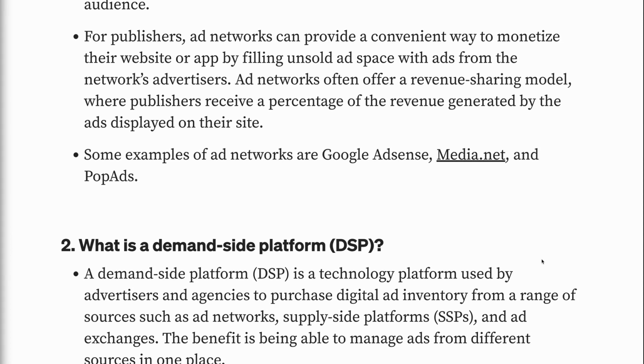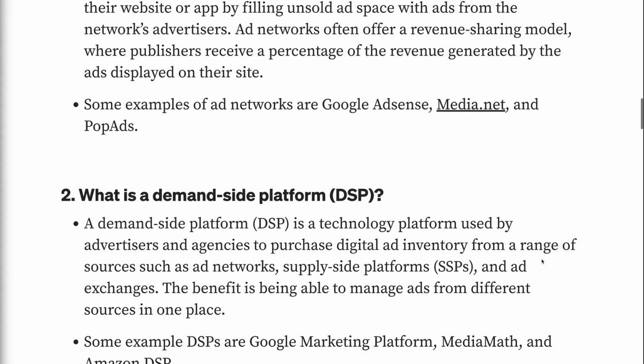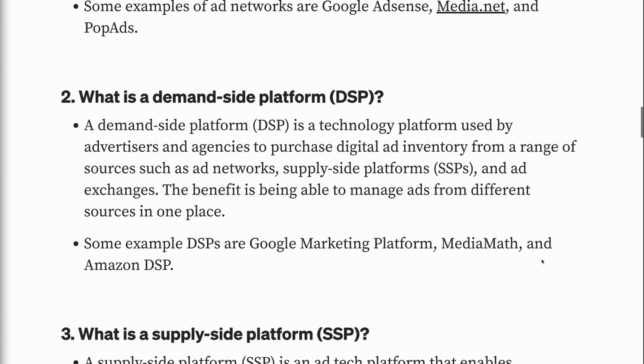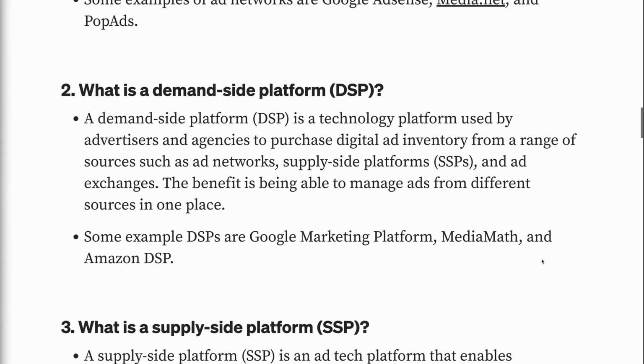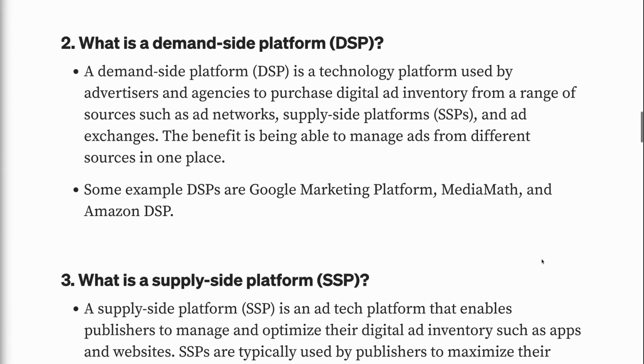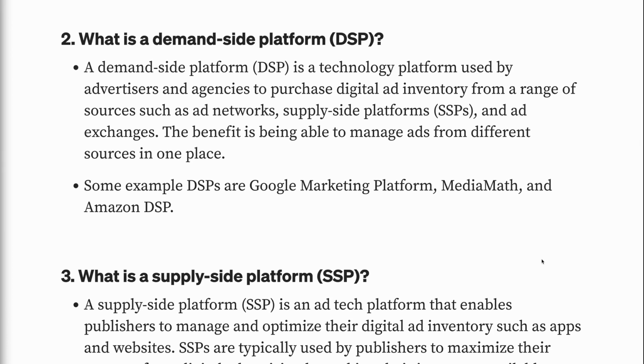2. What is a demand-side platform? A demand-side platform is a technology platform used by advertisers and agencies to purchase digital ad inventory from a range of sources such as ad networks, supply-side platforms, and ad exchanges. The benefit is being able to manage ads from different sources in one place. Some example DSPs are Google Marketing Platform, MediaMath, and Amazon DSP.